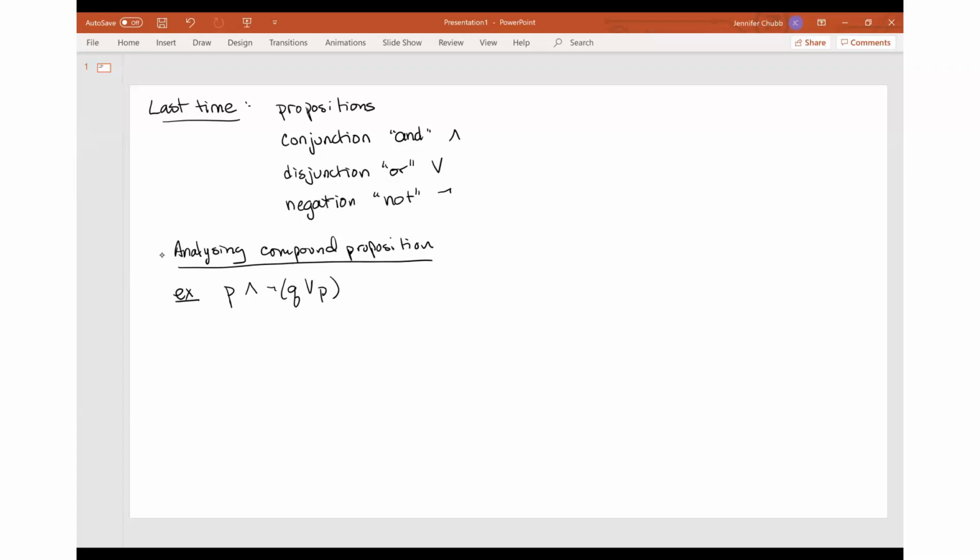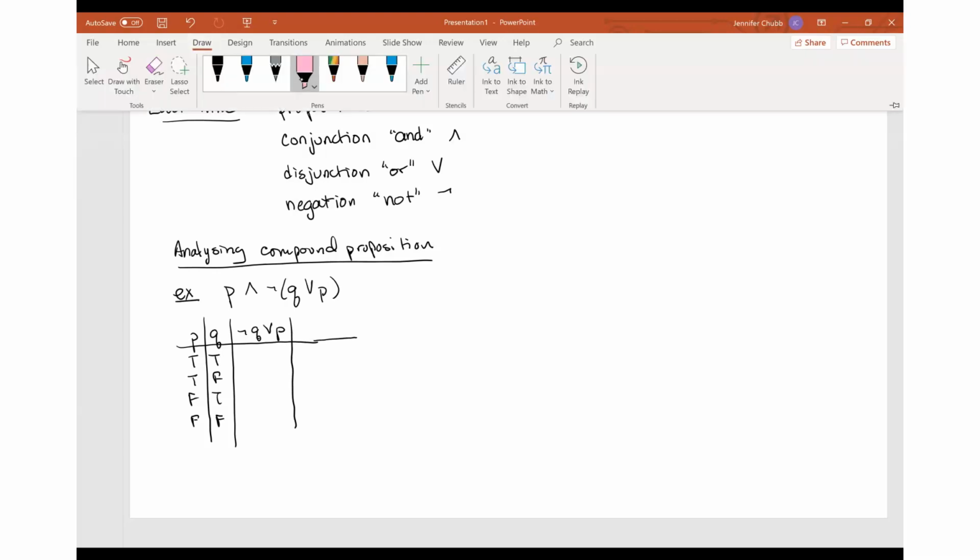All right, so if we want to build the truth table for this, just like last time, we start by writing down the variables and all the possibilities for what truth values they could be assigned. So these could both be true, true-false, false-true, and both false. And then to begin the analysis, I usually look at the parts because it's hard to do it all at once. So I'll make a separate column for not (Q or P), which is just this part.